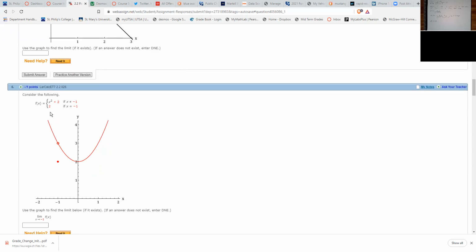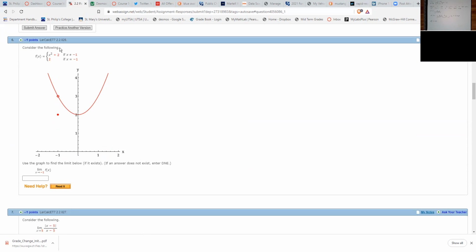Alrighty, let's check out this type of example. Consider the following. So this is a piecewise function. I'm sure you remember seeing these from college algebra. So they basically connected 2 functions together and told you where they're defined. So we have a parabola everywhere, except when x is equal to -1. So the parabola is not defined here. When we do get there, this bigger function is equal to 2, which is down there.